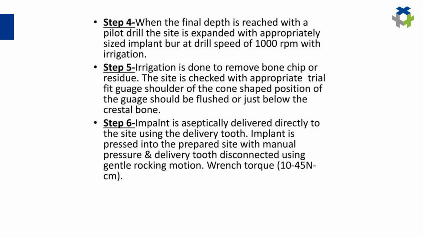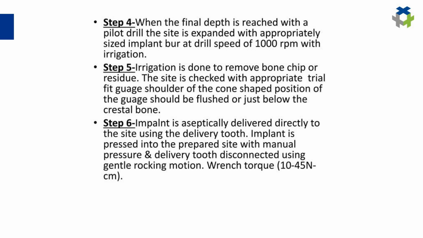Step 4. When the final depth is reached with the pilot drill, the site is expanded with appropriately sized implant burr at a drill speed of 1000 rpm with irrigation. Irrigation is done to remove the bone chips or residue. Now the site is checked with an appropriate trial fit gauge. The shoulder of the cone-shaped portion of the gauge should be flush or just below the crestal bone.